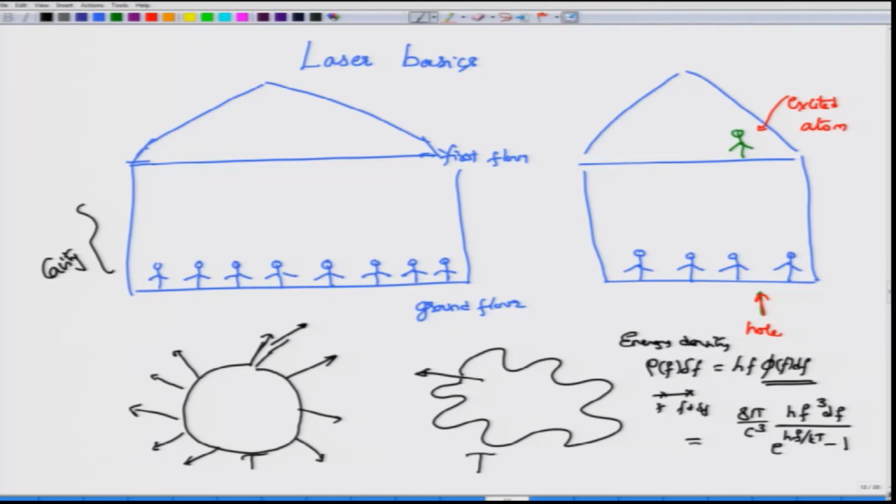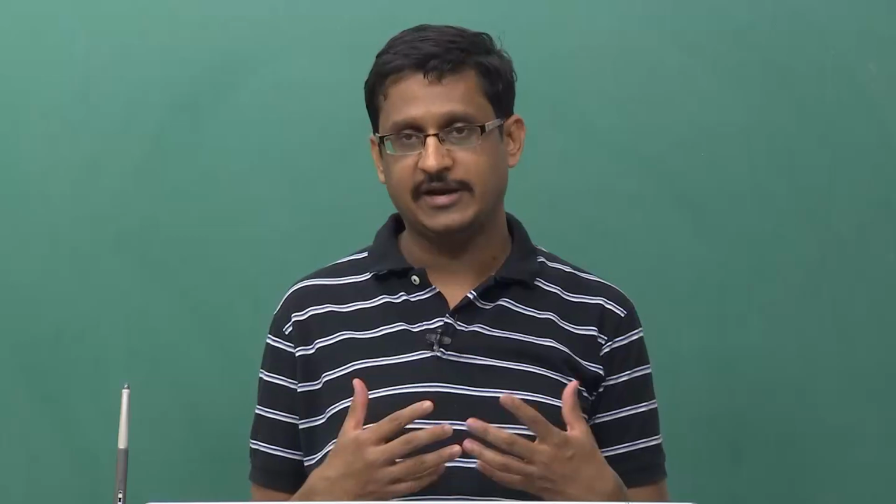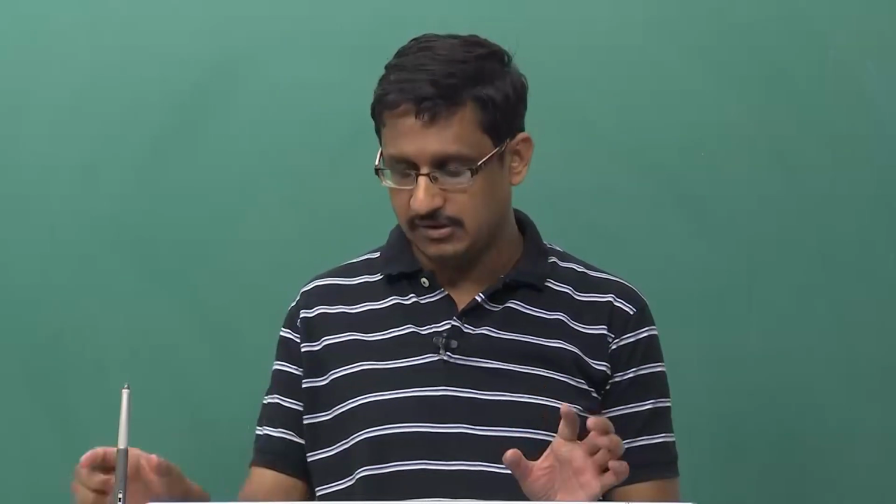C is something that you know. C is the velocity of light in free space, and it has a value of 3 into 10 to the power 8 meter per second. H is the Planck's constant, and this Planck's constant is a very small but finite number. H is about 6.626 into 10 to the power minus 34. I think the units of this one are joule second.